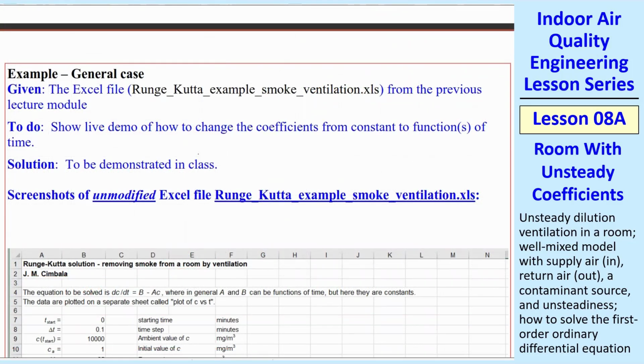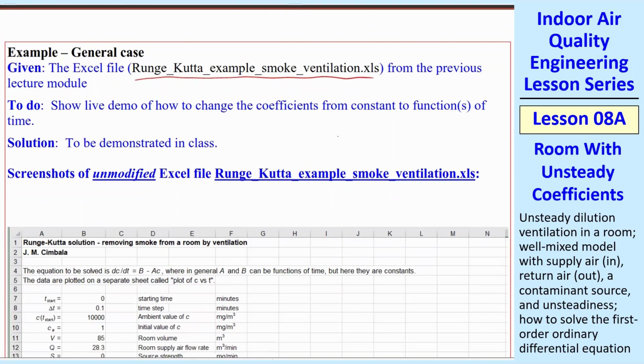General case. What I'm going to do is take the file that we had last time when I did that simple smoke ventilation case. Remember, we had smoke in a hotel room. The firemen had to wait about a half hour to come in before the concentration went below a level that they could tolerate. I'm going to take that same one and just modify it. This is the unmodified case from last time.